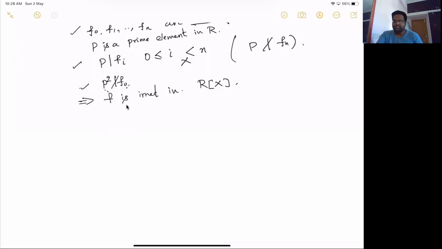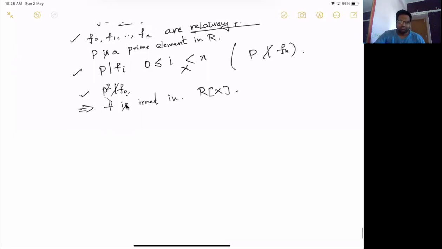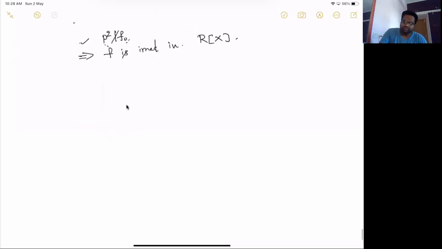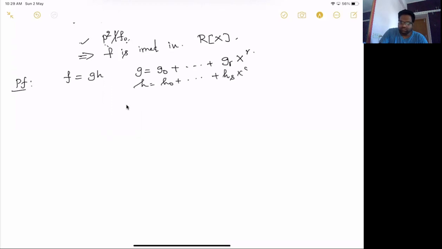So this is Eisenstein's criterion. The proof is quite easy. Suppose it were the case that F is equal to G times H, where G is G0 plus G1 x and so on plus Gr x to the power of r, and H is H0 plus H1 x and so on plus Hs x to the power of s. But suppose these are not units. So that means F can be factored as a product of two polynomials, both of them not units.